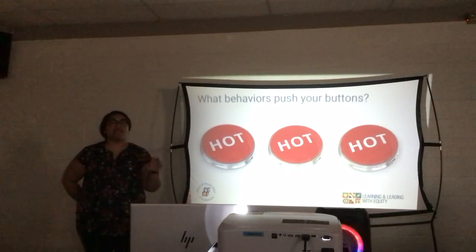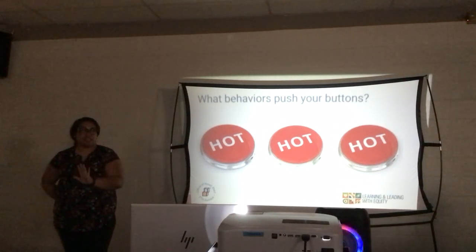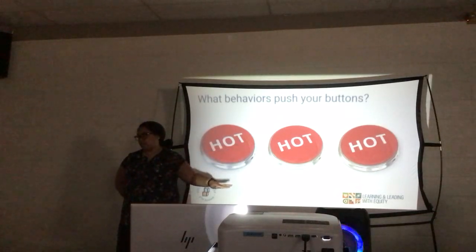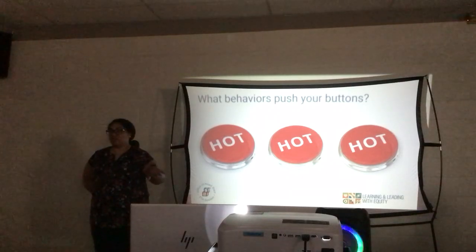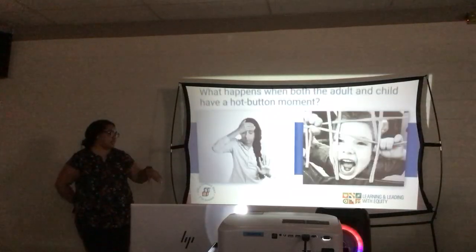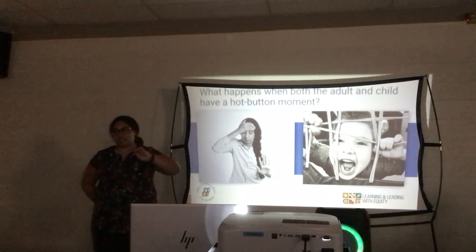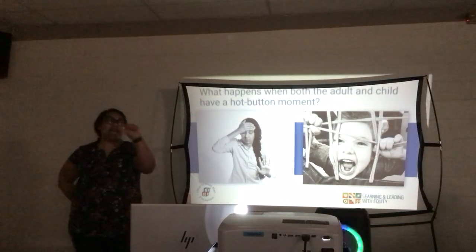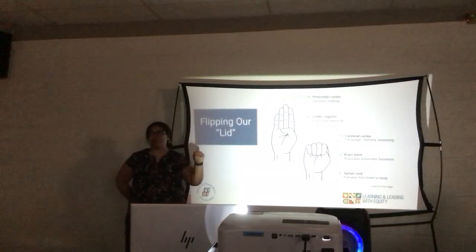But part of that is, again, it's on the adults to set up the environment so they can be successful in transitioning, right? In understanding what their hot buttons are too. So it is on the adults. And what happens when both the adult and the child have a hot button moment? You all know what's happening in your brain? How many of you, when you get angry, are thinking with your frontal lobe? It's hard to make decisions.